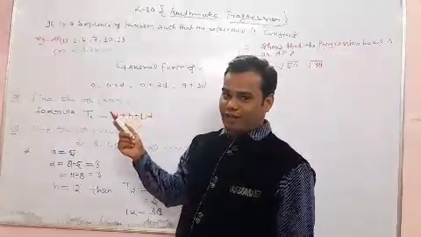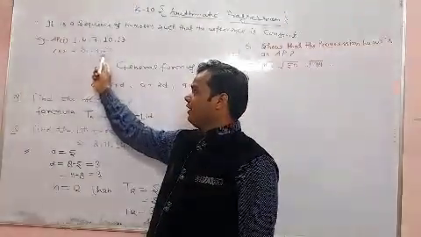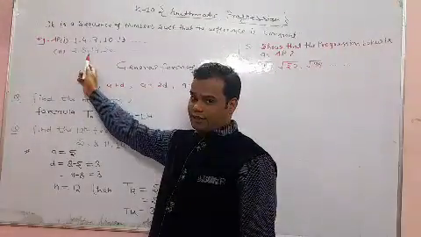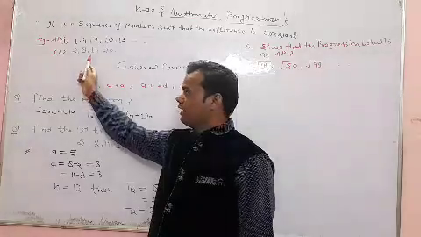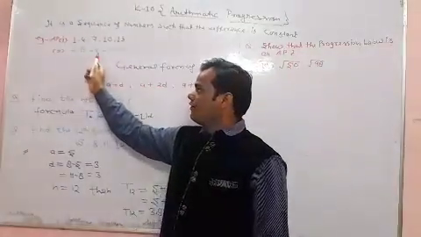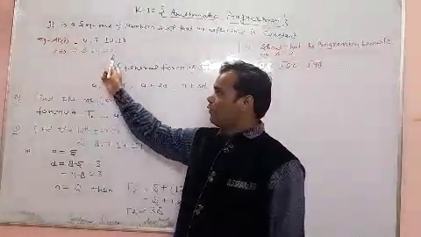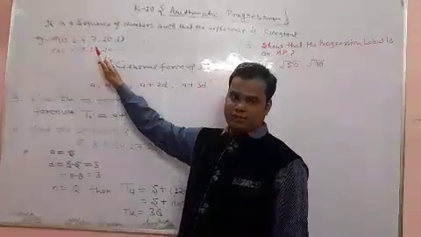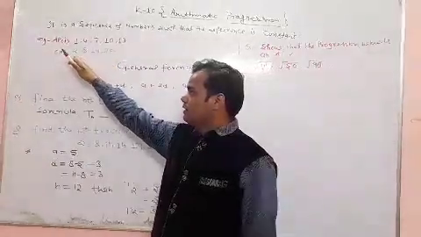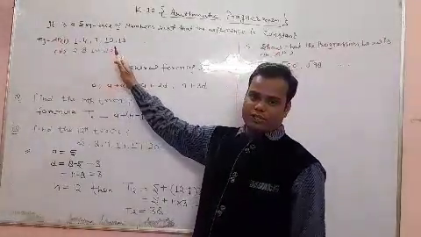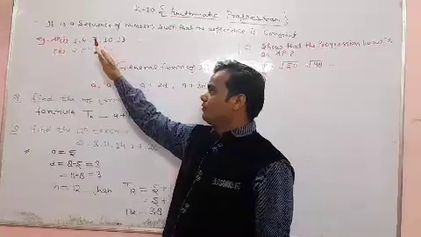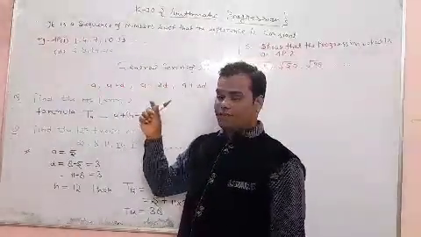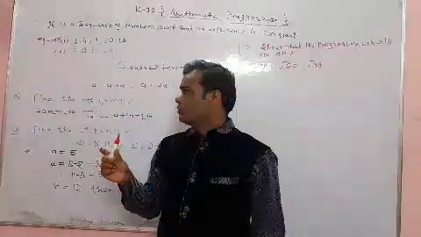And the second example for AP: 2, 8, 14, 20. Here the first term is 2 and the second term is 8. Then the common difference between two terms, 8 minus 2, equals 6, and 14 minus 8 equals 6. 20 minus 14 equals 6. Then the difference between each two terms is 6. So this sequence is an arithmetic progression, that means AP. So the first example is an arithmetic progression, and the second is also an AP because the common difference between two numbers is the same.